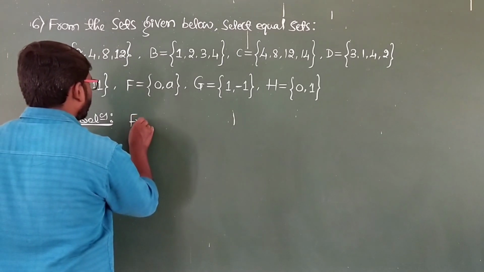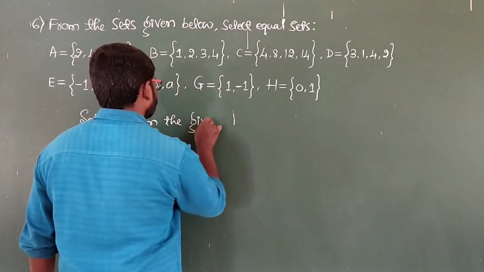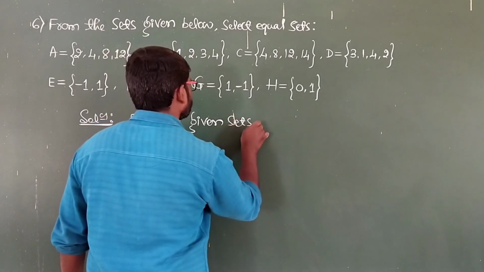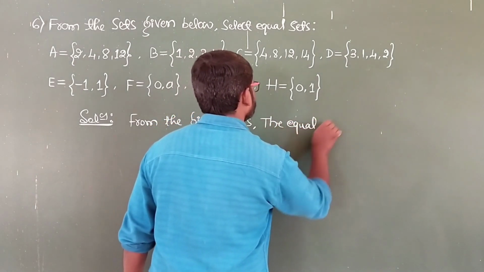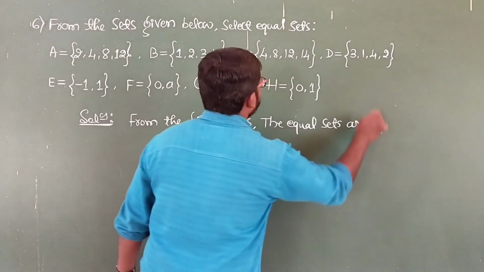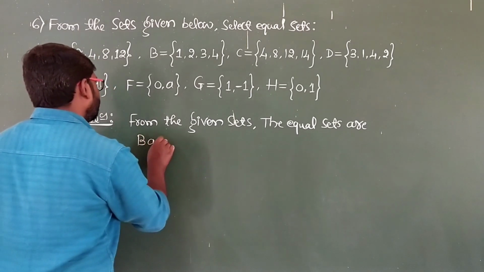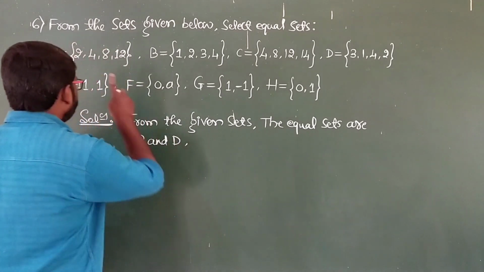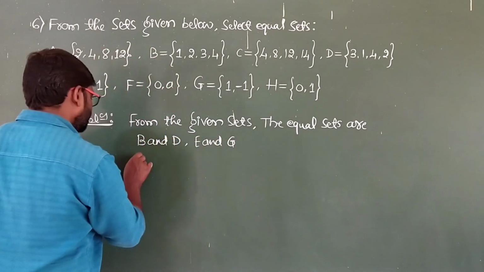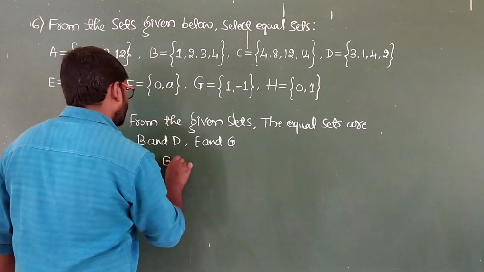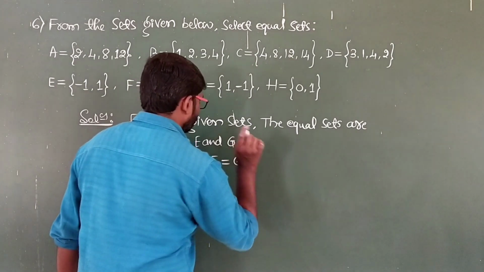From the given sets, the equal sets are B and D, and then E and G. That is B which is equals to D, comma E which is equals to G.